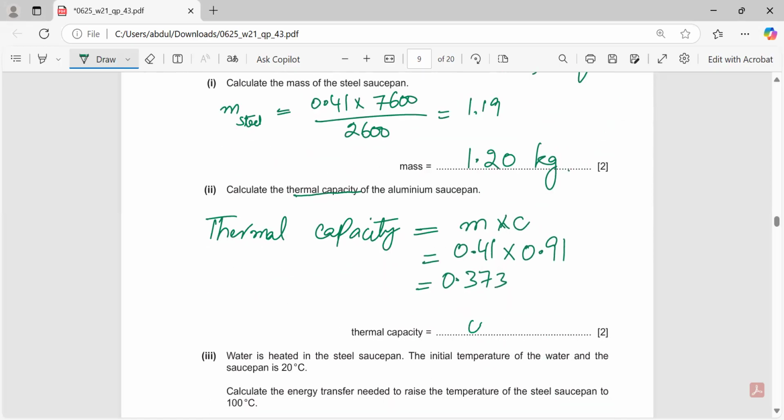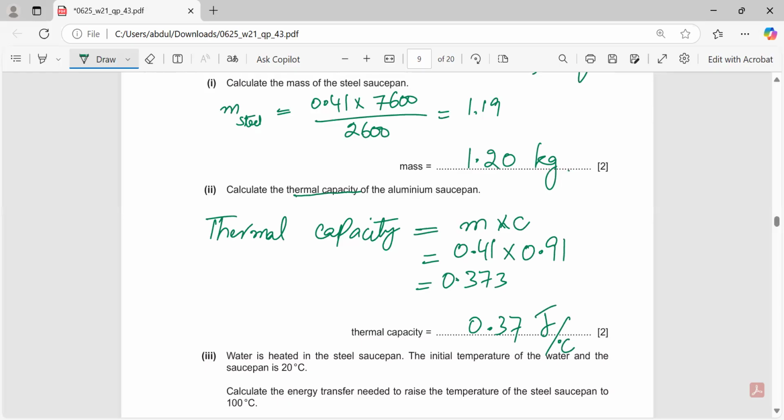So unit is this, we can write 0.37 joules per degree Celsius. Sorry. Why joules per degree Celsius? It is thermal capacity. And what is the definition? Heat energy needed to raise the temperature of a substance by 1 degree Celsius. We are not talking about the mass. And if it was specific heat capacity, then the unit is joules per kilogram per degree Celsius.